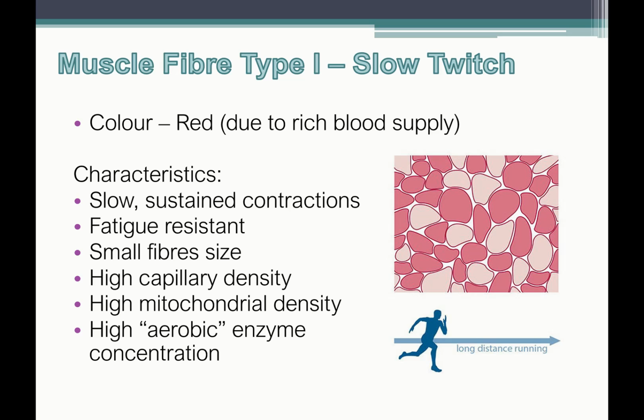Now, because we get these slow and sustained contractions, we've got a fiber type which is actually small in size. So type 1 fibers aren't actually conducive to great amounts of growth.